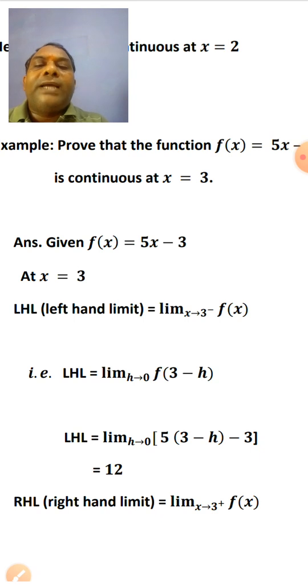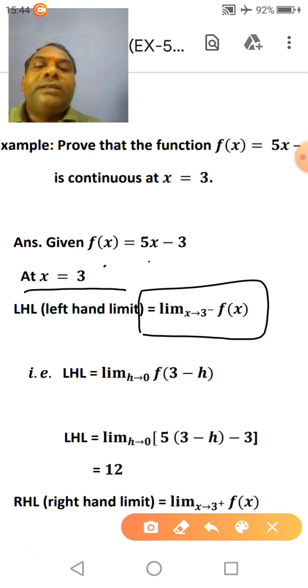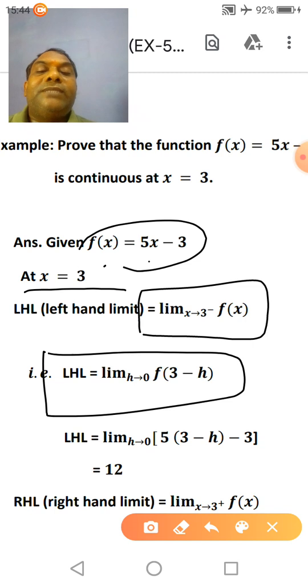So now find LHL at x = 3. LHL will be the limit as x tends to 3 negative of f(x), which equals the limit as h tends to 0 of f(3 - h). f(x) is 5x - 3, then f(3 - h) will be, you have to put x = 3 - h in the function, then LHL will be 12. Clear?